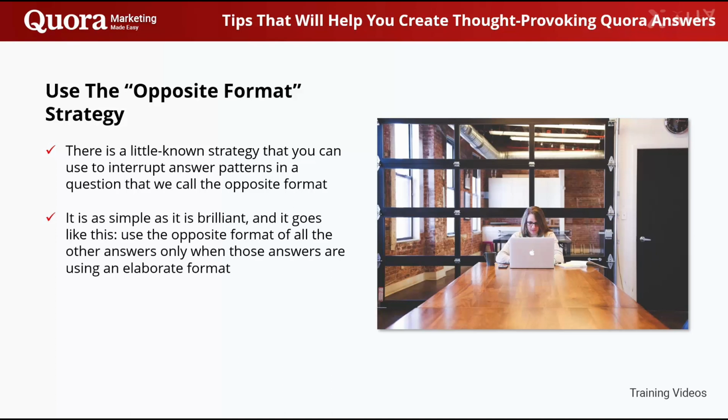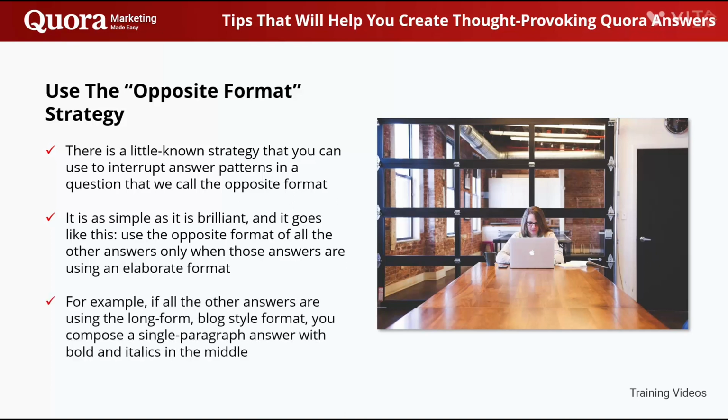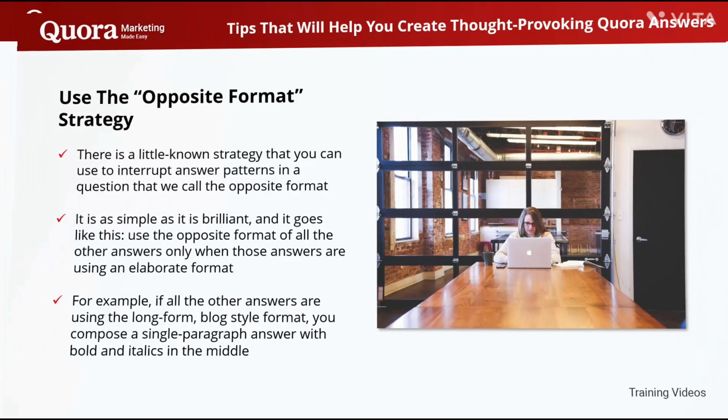Use the opposite format of all the other answers only when those answers are using an elaborate format. For example, if all the other answers are using the long-form blog-style format, you compose a single paragraph answer with bold and italics in the middle. Or you compose a list article-style answer with numbered entries. Whichever format interrupts the pattern of replies will work.